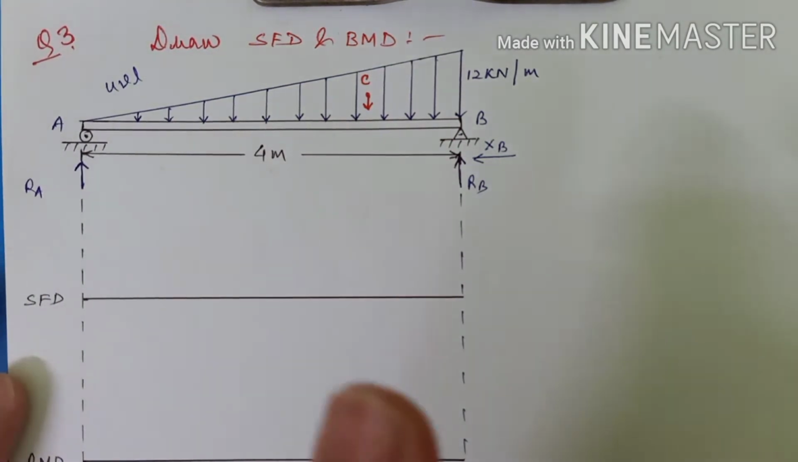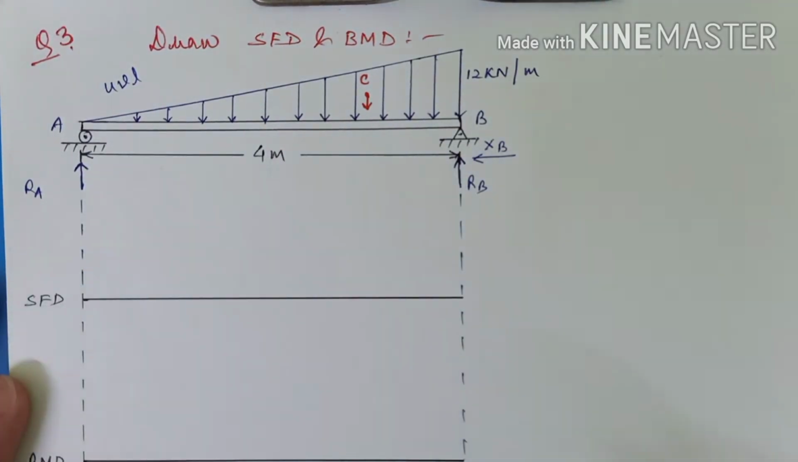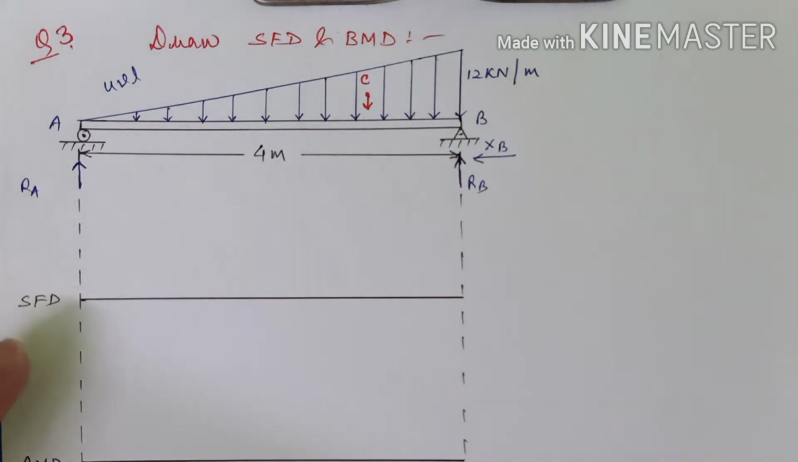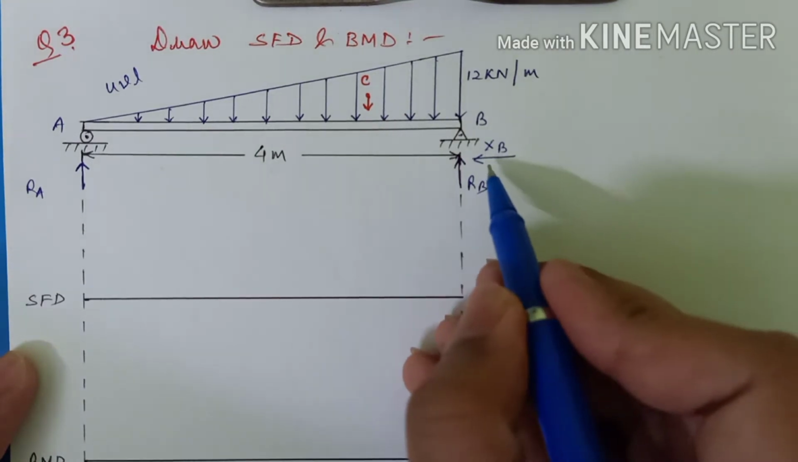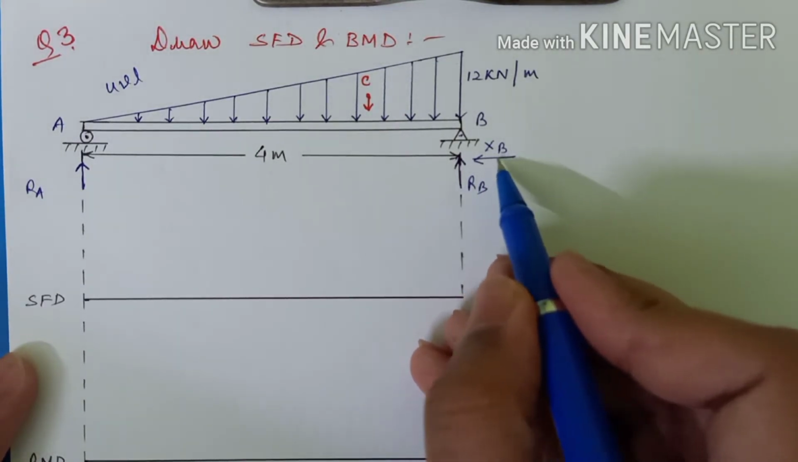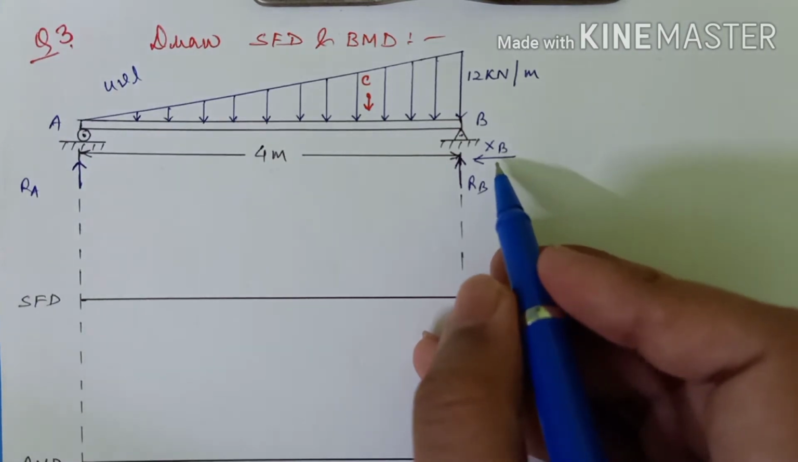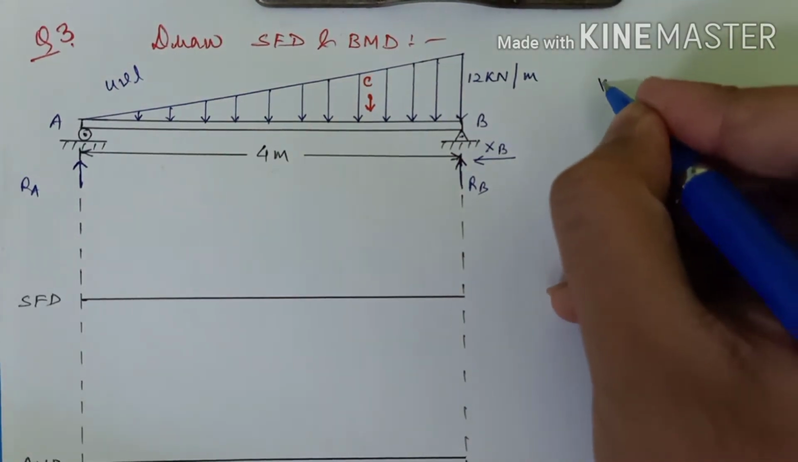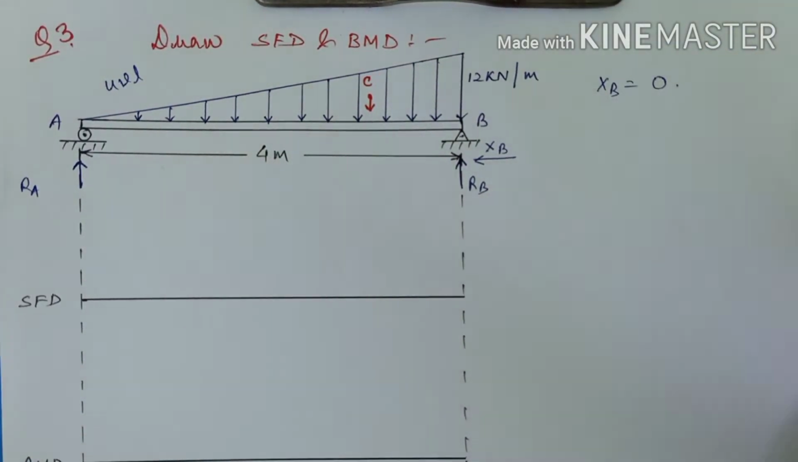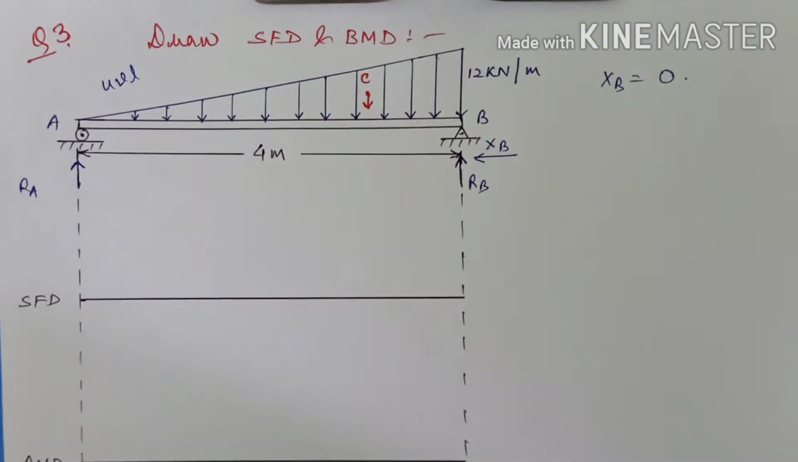Okay, now the thing that we have to do is to calculate the values of these reactions. So for that we'll be using the equilibrium equations, right? So see, firstly the value of XB will be 0. Why so? Because there is no other force to counterbalance or acting in the horizontal direction. So we can say directly that the value of XB is nothing but 0. Okay, now let us find the values of RA and RB.